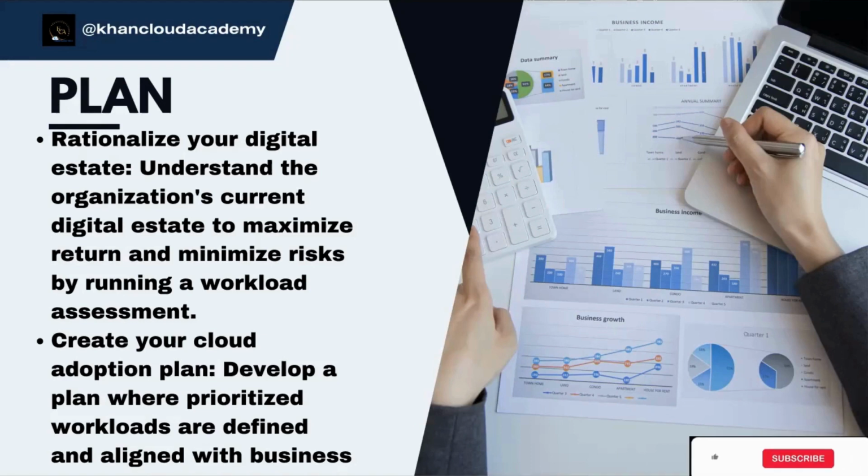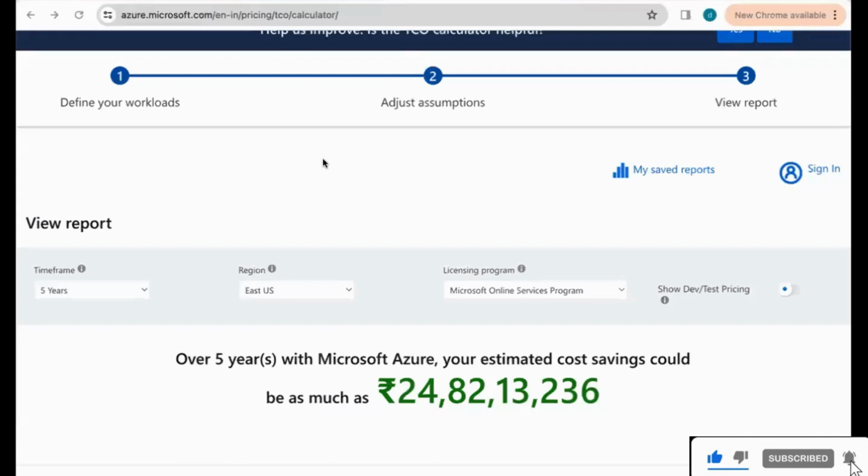So create your cloud adoption plan. Develop a plan where prioritized workloads are defined and aligned with the business. Suppose something needs very high availability, so you're going to put such high-level things on the cloud side. That is because the Azure public cloud basically provides you 24 by 7 support and availability. You have to pay for whatever compute, storage and network you use, but you don't need to manage extra infrastructure. Okay, so this is how you have to plan.